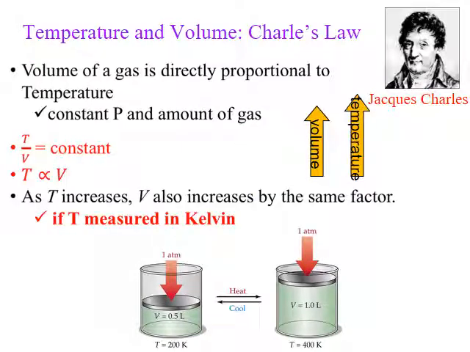Let's look at the next law. The next law was given by Charles, therefore it's called Charles' law. This law tells us the relationship between temperature and the volume of a gas when pressure is constant and the amount of gas is constant. Okay, so out of the 4 properties, 2 of them are changing, whereas the other 2 are always constant. Okay.